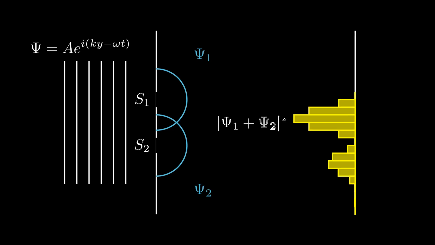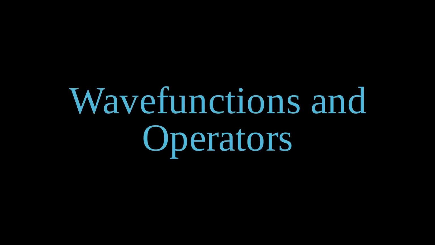In the previous video, we discussed the double-slit experiment and justified the existence of the wave function. In this video, we will see how to analyze the wave function to obtain information about various quantities of interest, such as position or momentum.